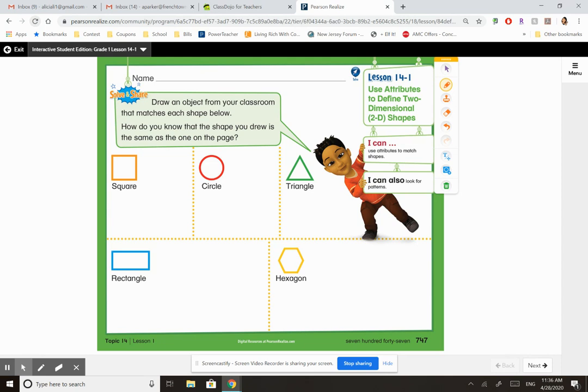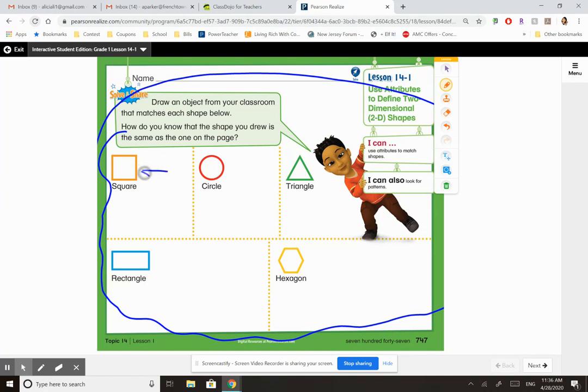Everyone, if you look, all these are 2D shapes. 2D stands for two-dimensional shapes, okay? I'm just going to talk a little bit about the shapes first. Shapes are made up of sides, as you can see. So, this is a square. A square has 4 sides, okay? It says 1, 2, 3, 4 sides, okay?